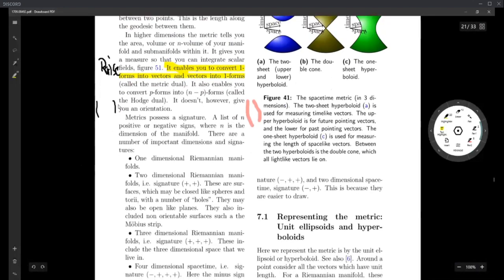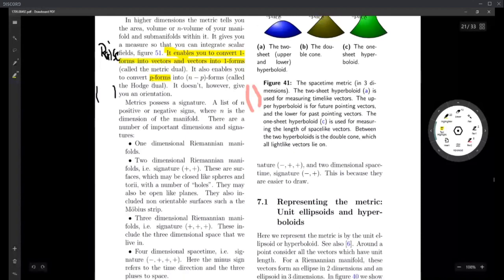And also, you can convert P forms into N minus P forms. We'll look at this later as well. It's called the Hodge dual. Well, if you want me to expand upon what a P form is, as Rishi mentioned earlier, your two form, which is also called a bilinear form, is just a very fancy way of saying, hey, I'm taking a vector and a covector, or a row matrix and a column matrix, and I'm going to give you a real number. A P form is a function that takes in P number of vectors, and it's going to give me a real number.